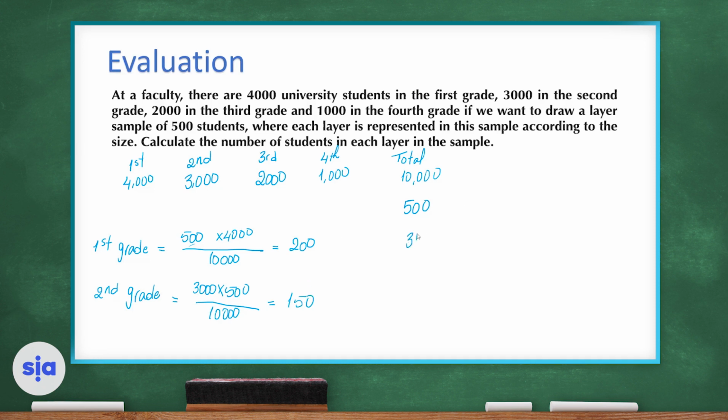For the third grade, with the same way, we cross multiply 2,000 times 500 over 10,000. It will give us 100 students, where finally the fourth grade students, if we cross multiply, it would be 1,000 times 500 over 10,000. That will give us 50 students. If you want to double check, if you add the number of students in each layer, they all will give you 500 students. At this point, dear students, we came to the end of our session.